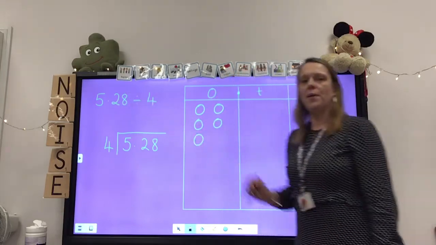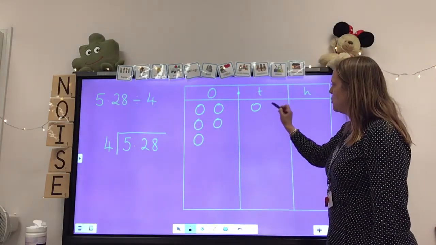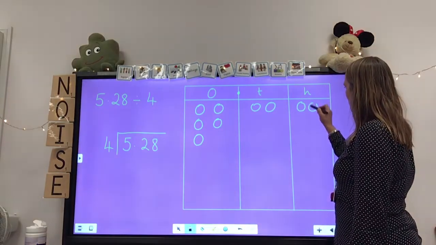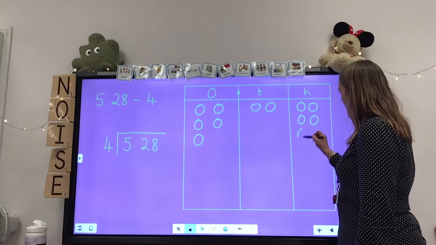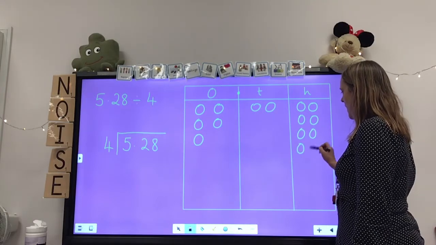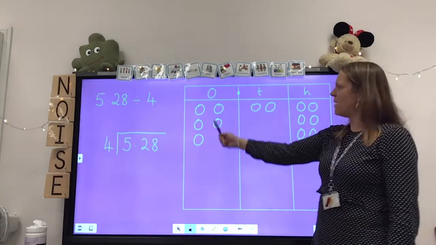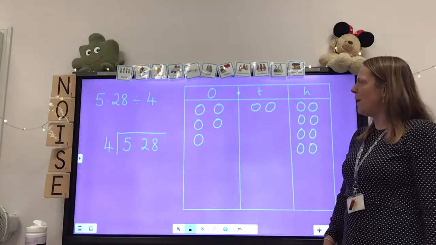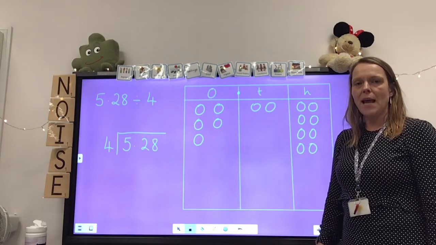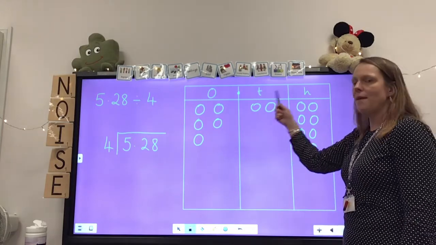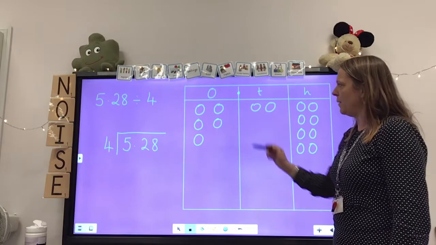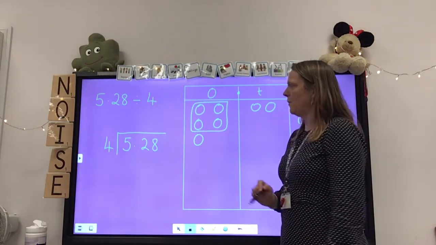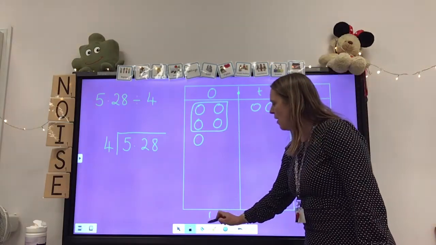I've got 2 in the tenths column. So there's my 2. And 8 in the hundredths column. 5, 6, 7, and 8. So there's my number representing my place value chart. 5.28. And I want to divide that by 4. So I want to see how many groups of 4 I have in each of these columns. Okay, so start here. Here I have 1 group of 4. Okay, 1 group of 4.